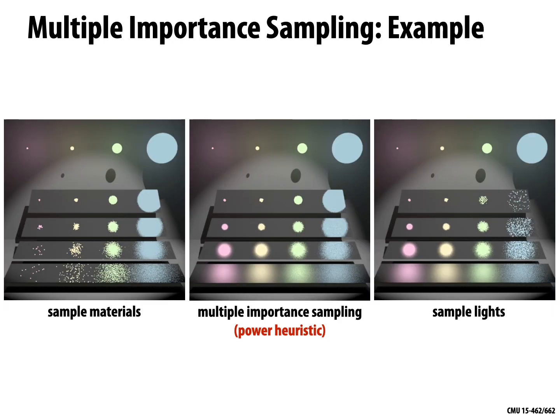Here's a nice example showing the effect of using multiple importance sampling when you have the choice to importance sample based on the light or on the materials. Okay, so we have this really kind of clever scene where we have lights of different sizes at the top, going from small to large.